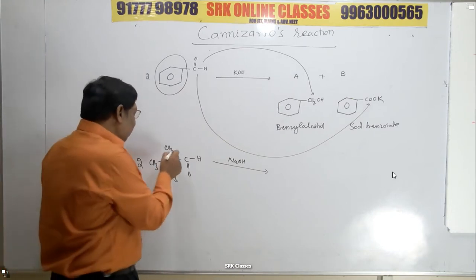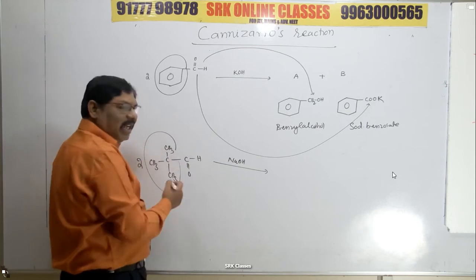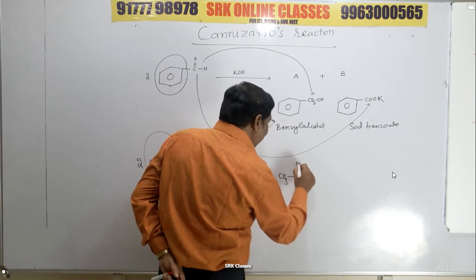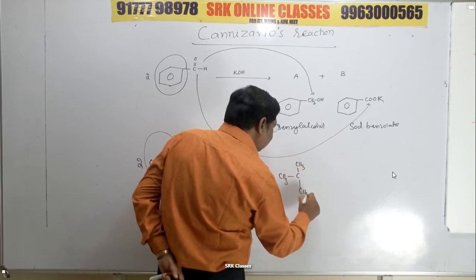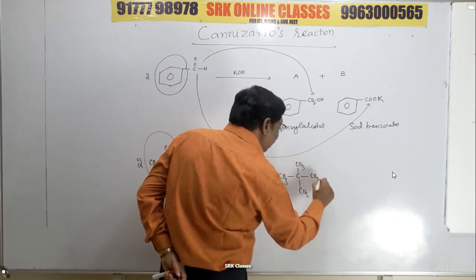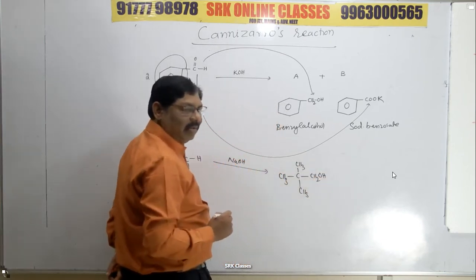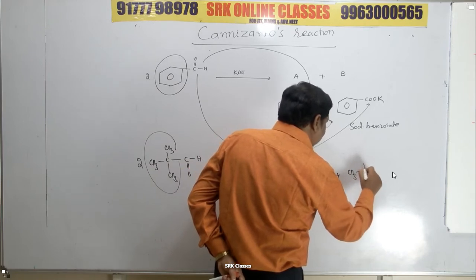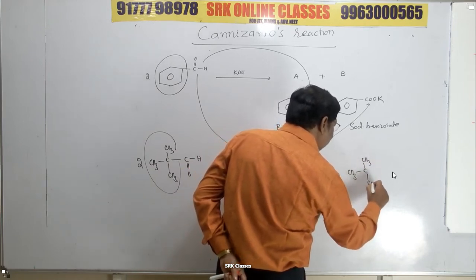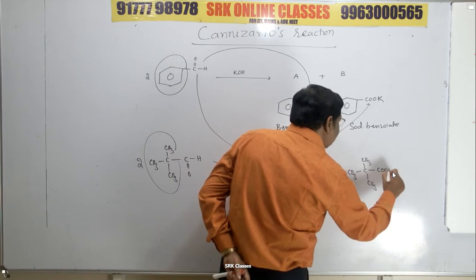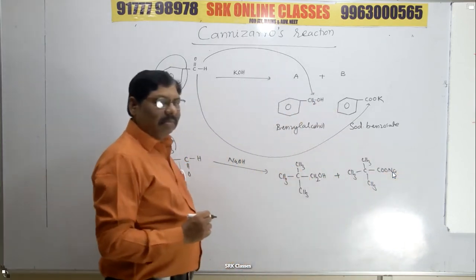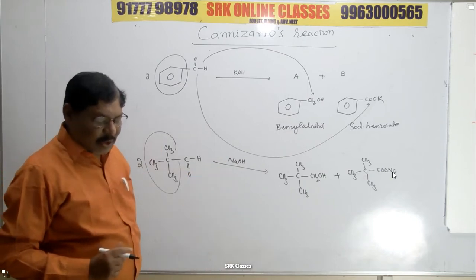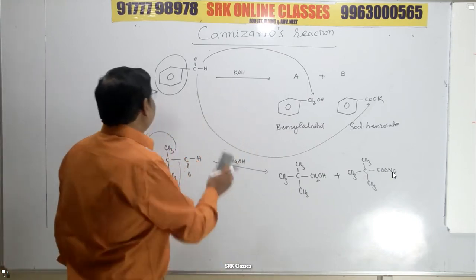Just like the previous one, whatever group is attached to the CHO remains as it is. Therefore, that group I am writing as it is here. In the first molecule, CHO is converted into what? CH2OH. In the second molecule, whatever group is attached remains the same, written as it is, and CHO is converted into what? COOH. That's the way to write the final products in the Cannizzaro reaction. Let us work out another two examples here.